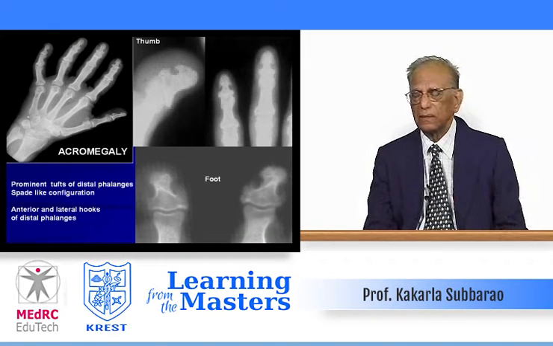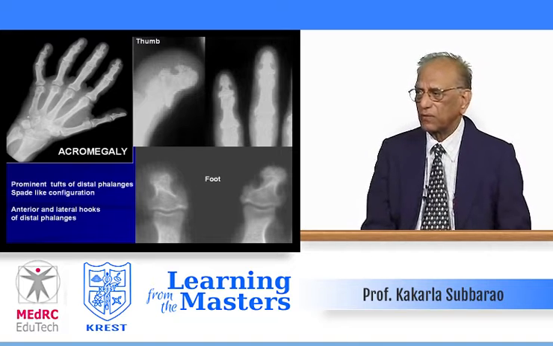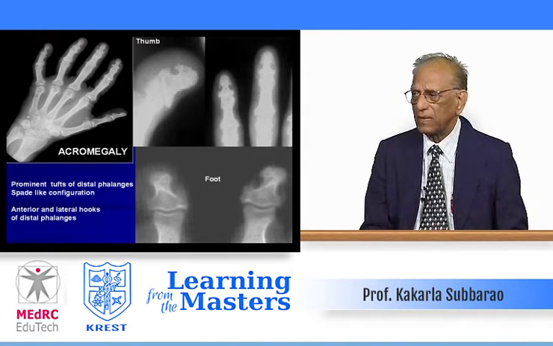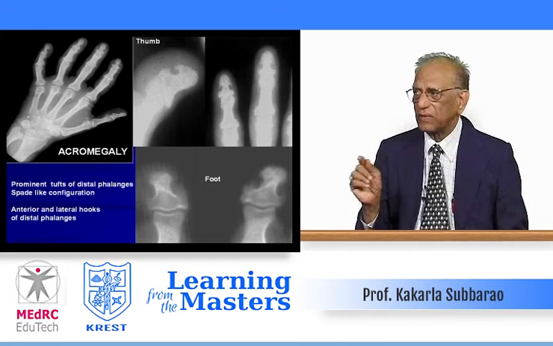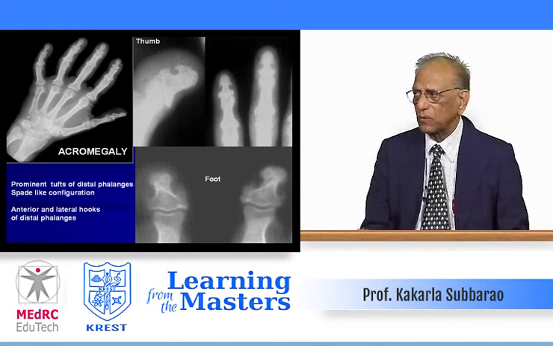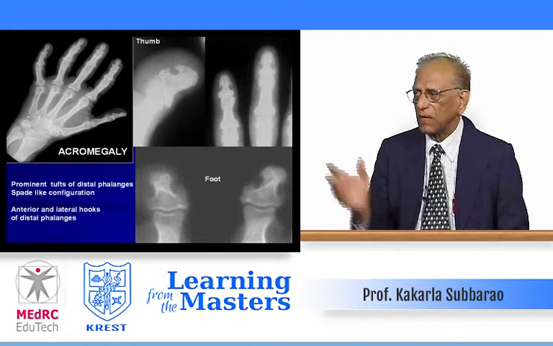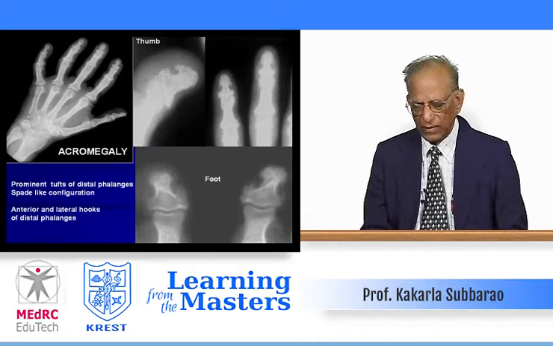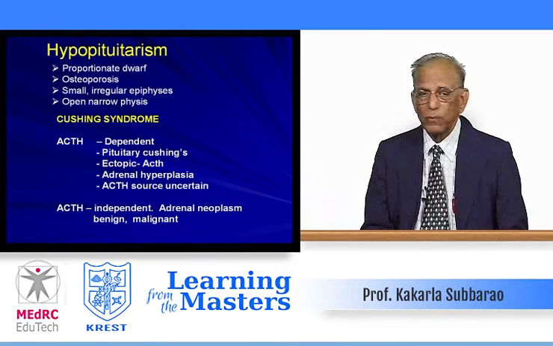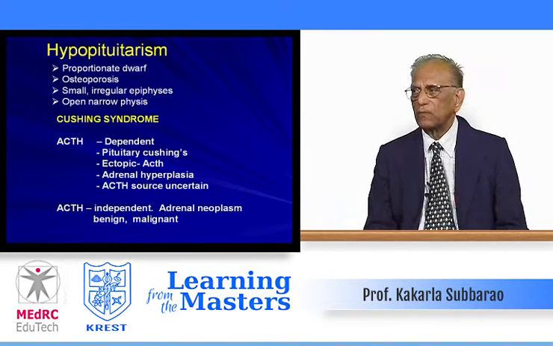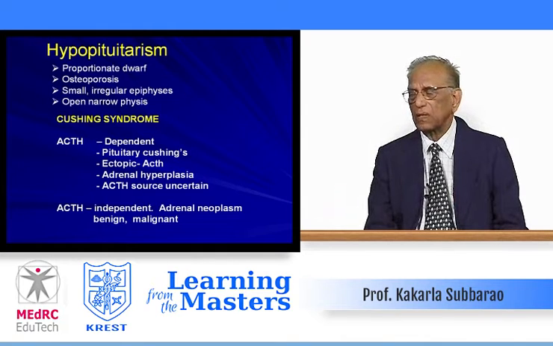In the hand, the tufts are prominent, spade-like hands, the prominent tufts of distal phalanges, and then anterior and lateral hooks of distal phalanges also, as well as metatarsal hooks you find. Look at the thumb, the hooks in the distal phalanx. The same thing is found in the feet. Hypopituitarism, proportionate dwarf, again osteoporosis seen, small irregular epiphyses here also, open narrow physis.